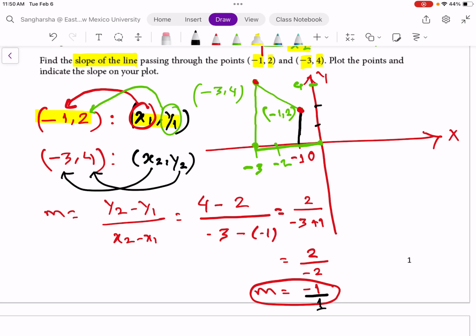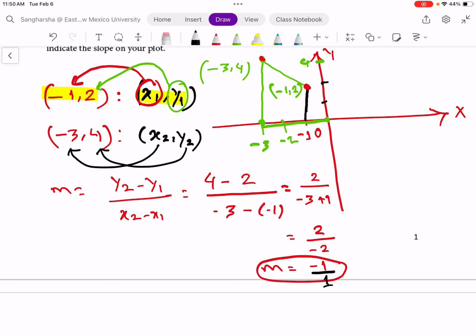Now if we compare this slope with our definition, rise over run, our rise is negative 1 and run is positive 1. What does it mean that rise is negative 1? It's going down. As we are moving from left to right, 1 unit right, the line is falling down by 1 unit. So that's the slope. It tells us whether the line is falling down or going up.